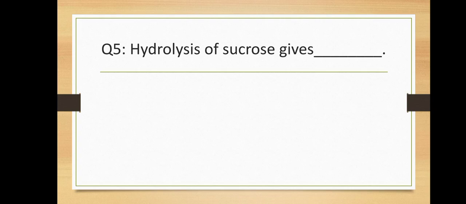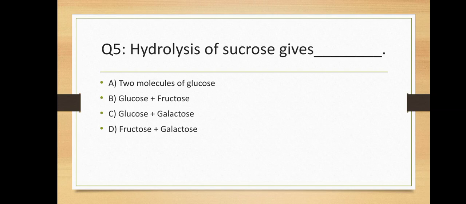Hydrolysis of sucrose gives dash dash dash. Options are: option A, 2 molecules of glucose. Option B, glucose plus fructose. Option C, glucose plus galactose. And option D, fructose plus galactose. So the correct answer of this question is option B, glucose plus fructose.